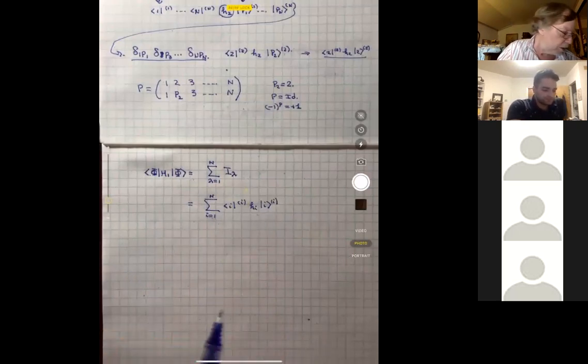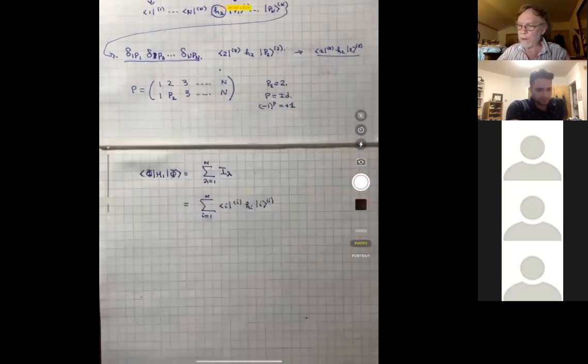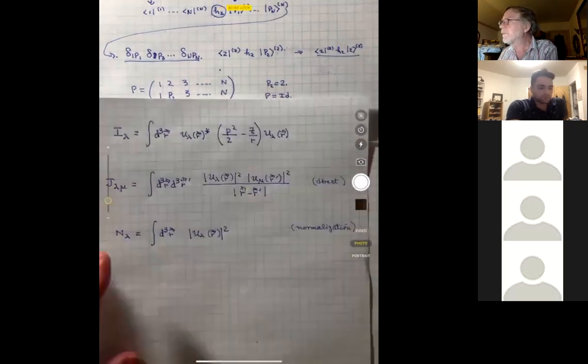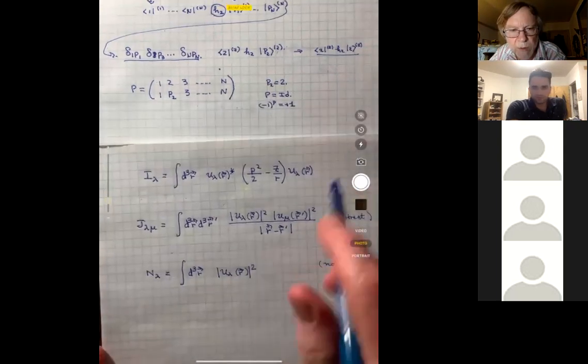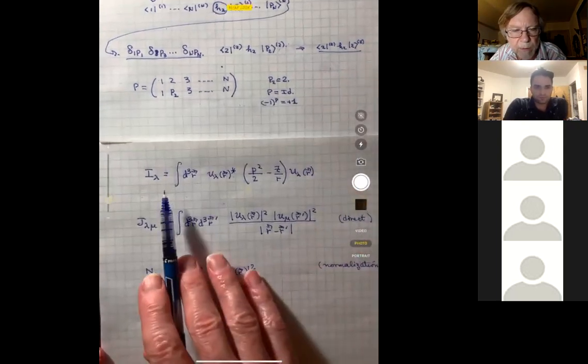integrals in my integral table. Let's see, do I still have it here? I did not mean to throw it away. Here it is. Here's the table of integrals. It's this integral I lambda.